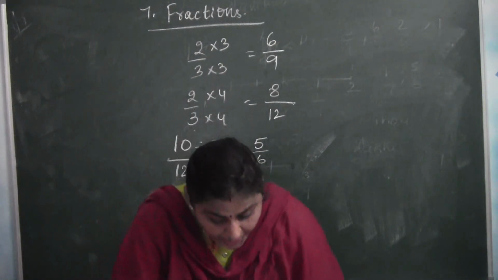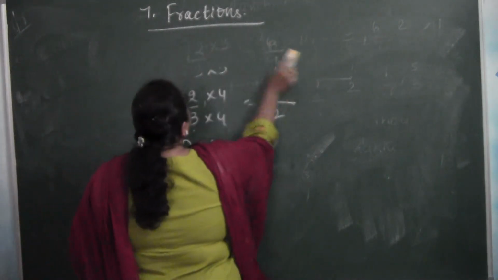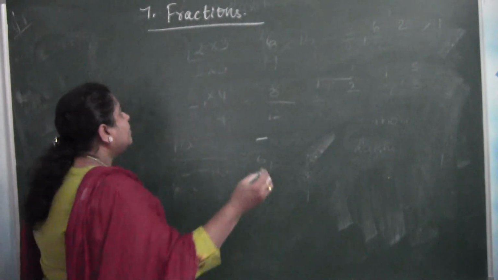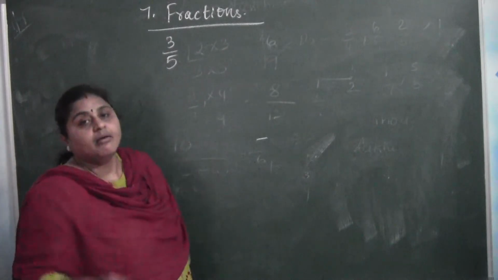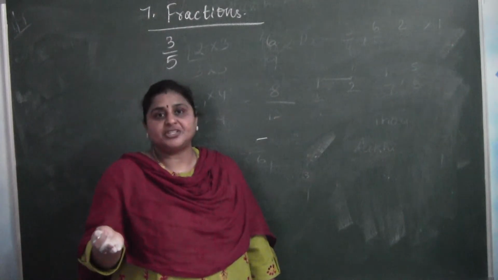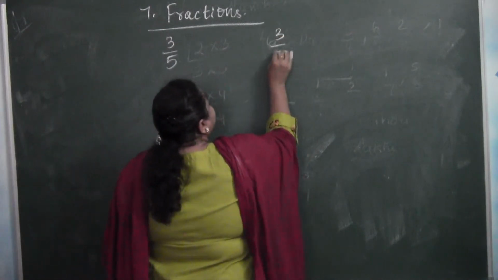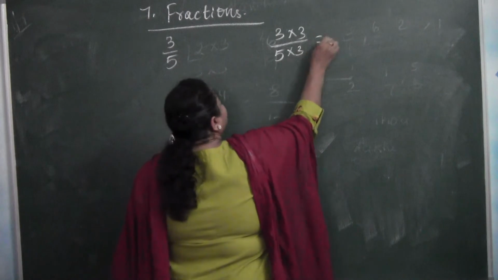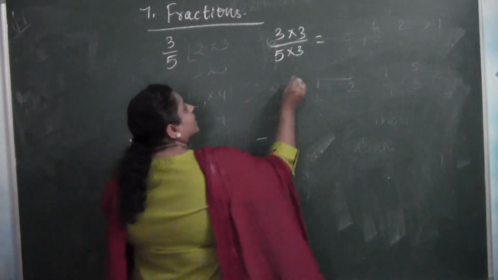Got it? Now, how to write an equivalent fraction? Suppose I have to write 3 equivalent fractions of 3 by 5. It means you are multiplying 3 by 5. Whatever the number you are multiplying with the numerator, the same has to be done with the denominator.